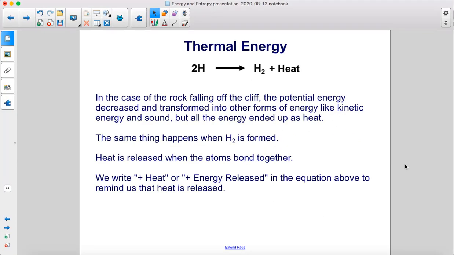In the case of the rock falling off the cliff, the potential energy decreased and transformed into other forms of energy, like kinetic energy and sound, but all the energy ended up as heat. The same thing happens when H2 is formed. Heat is released when the atoms bond together. We write plus heat or plus energy released in the equation above to remind us that heat is released.